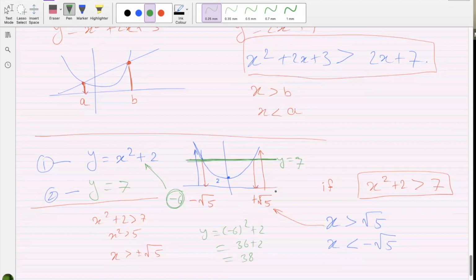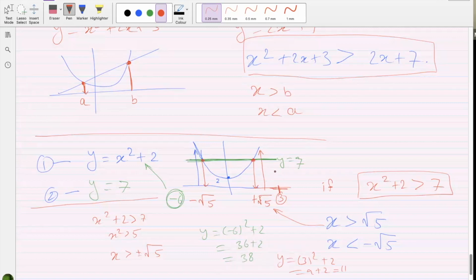If we choose a value on the right hand side of square root 5, let me say I choose the value 3. Then y equals 3 squared plus 2, which is 9 plus 2, 11. That is again more than 7. The points of intersection are negative square root 5 and positive square root 5. At these 2 points, they have equal values.